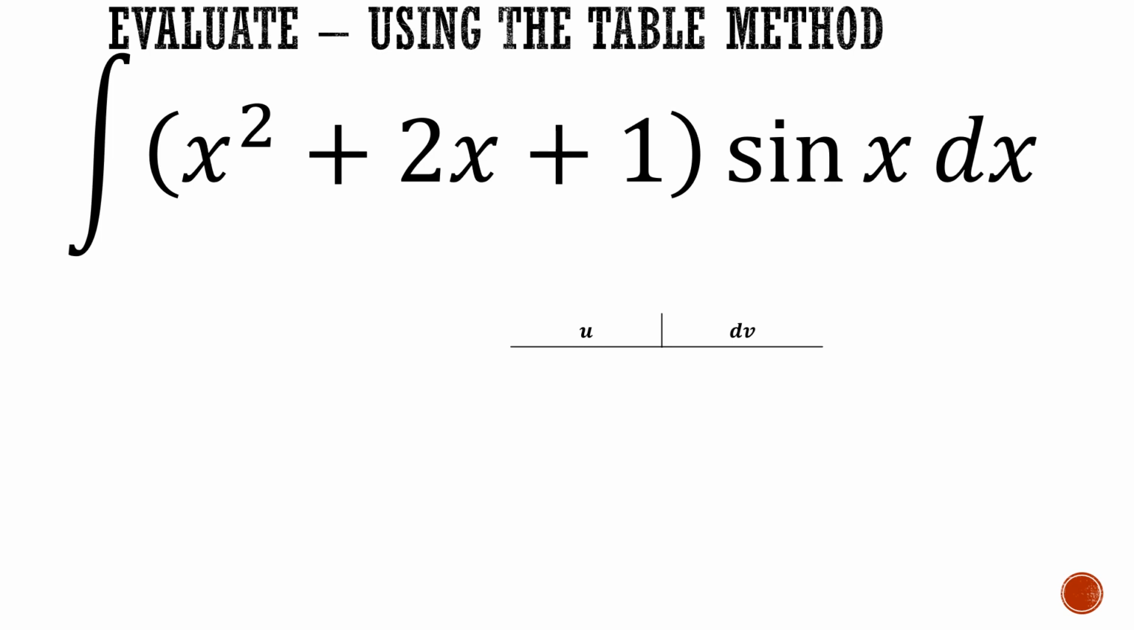All right, next example, we have x squared plus 2x plus 1 times sine of x. Again, my u is going to be x squared plus 2x plus 1 because algebraic comes before trig. So my u and my dv are placed into the table, and then from there I'm just taking derivatives. The derivative of u is 2x plus 2, and the integral of sine x is negative cosine x. Then the derivative of 2x plus 2 is 2, and the integral of negative cosine x is negative sine x. Then the derivative of 2 is 0, and the integral of negative sine x is cosine x.